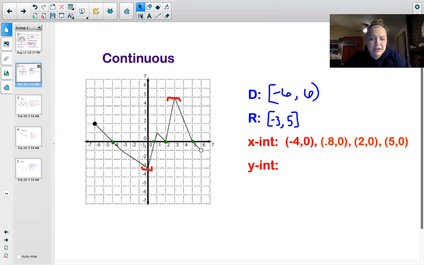Now, the y-intercepts, there are not 4 y-intercepts. There's only 1 y-intercept down here. That goes over 0 spaces, down 3. So my y-intercept is 0, -3. There's only the 1 y-intercept. All right, that was example 1. Let's look at example 2.